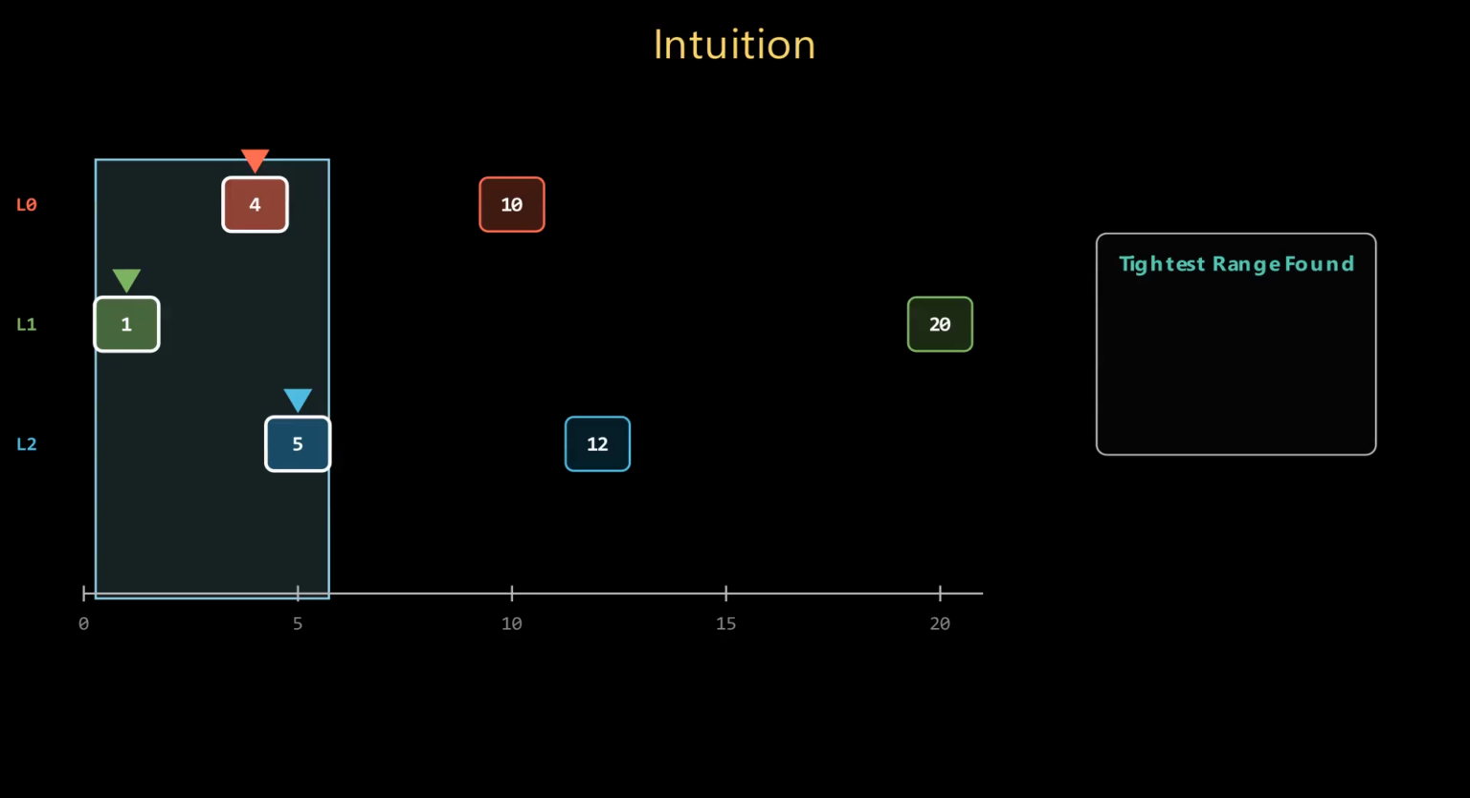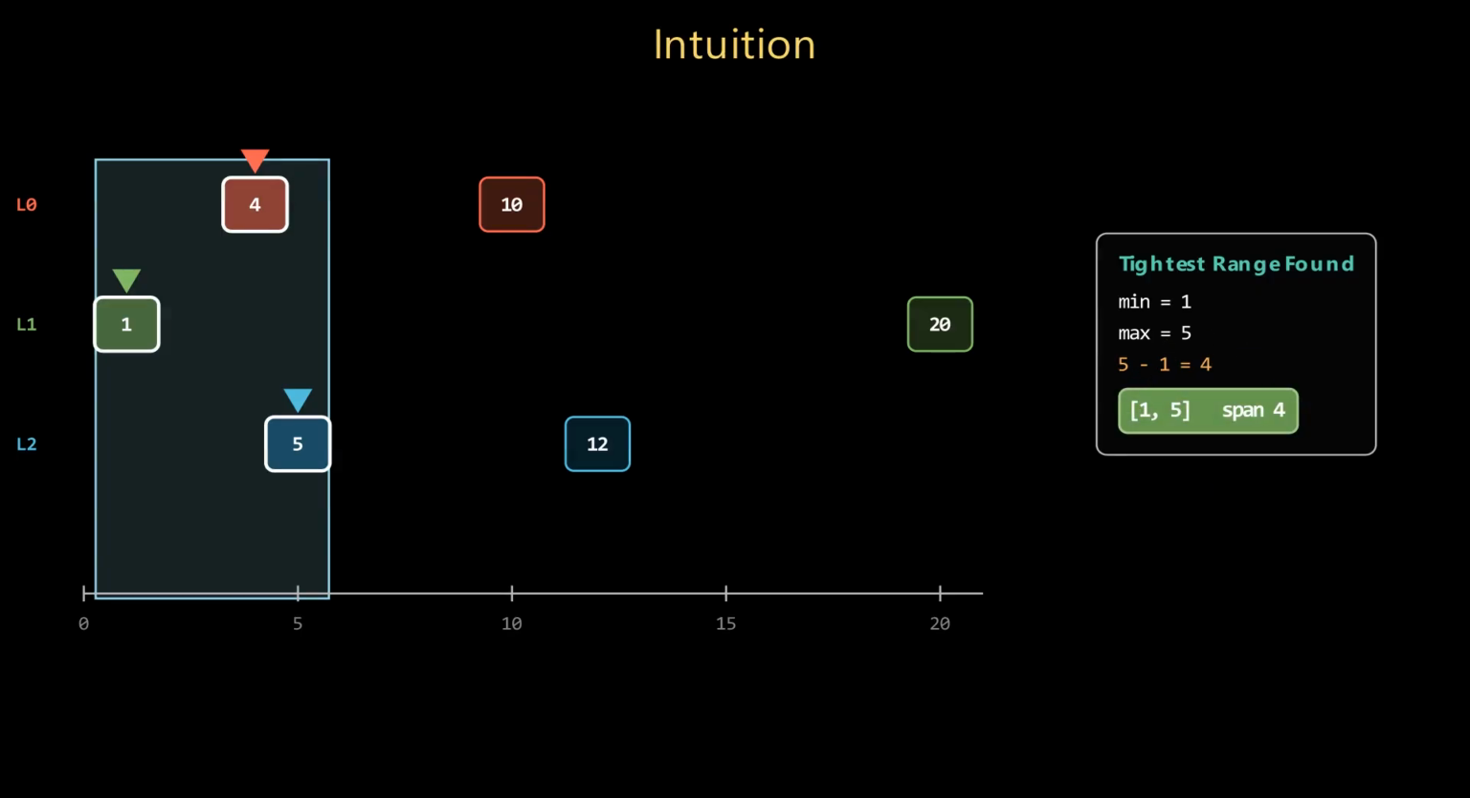We evaluate this initial window. It covers a 1, a 4, and a 5, meaning every single color is successfully represented inside our net. The span of this range is 5 minus 1, which equals 4. We record this range on our leaderboard as our current best target to beat.